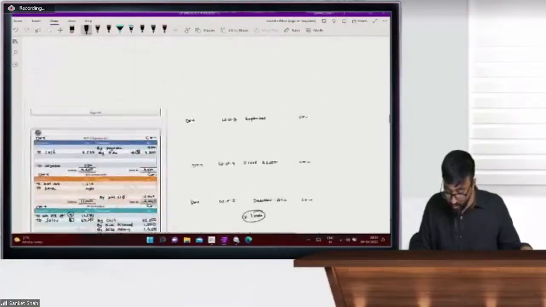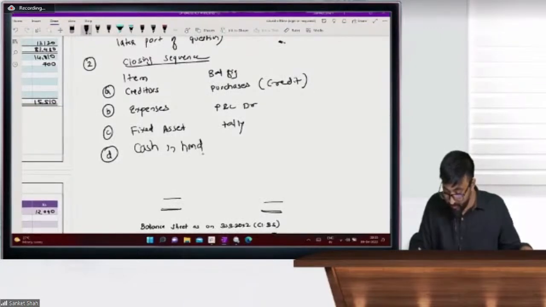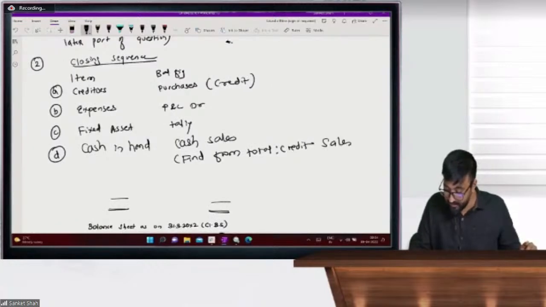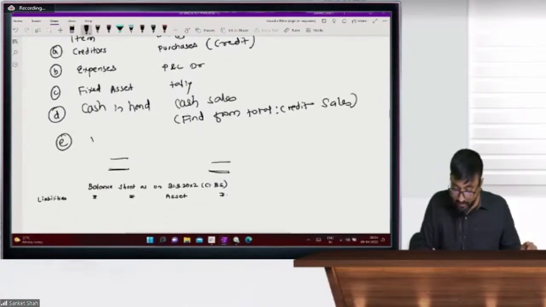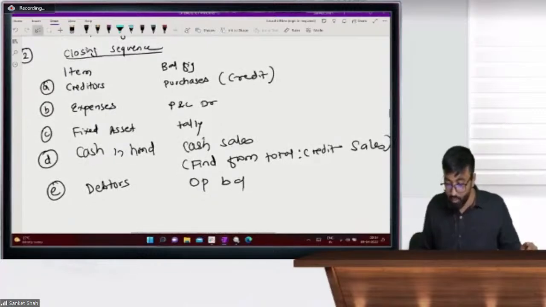No. Then you close cash in hand. Cash in hand. This is cash sales. And find, yes, from total. Find from total, what you have to find? Credit sales. And then you will close debtors account. बेटा कैश सेल से आपको क्रेडिट सेल्स मिलेगा ना, and then you close debtors account from which you find opening balance.